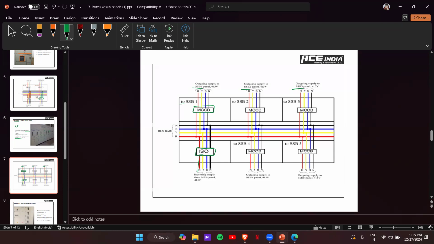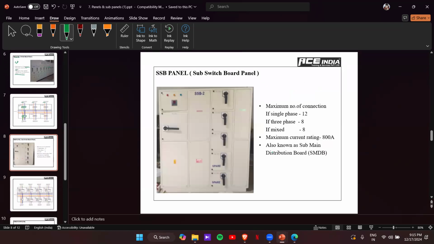And this MCCB will change depending upon load. If the load is lower, you can also use MCB. Okay. Yeah. And this one is our SSB panel.